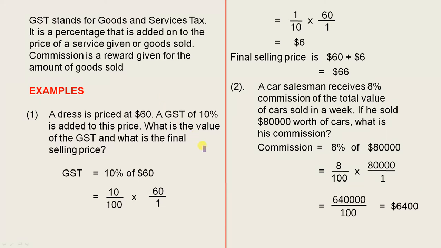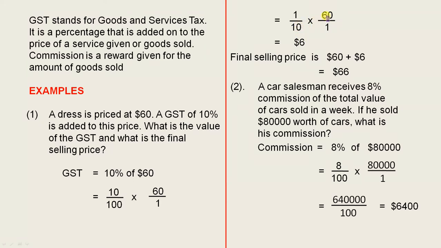Number 1. A dress is priced at $60. A GST of 10% is added to this price. What is the value of the GST and what is the final selling price? So the GST will be 10% of $60, which is 10 over 100 times 60 over 1. Now 10 over 100 is 1/10, so we've simplified the fraction to 1/10, times 60 over 1. 1 times 60 is 60. 60 over 10 is $6.